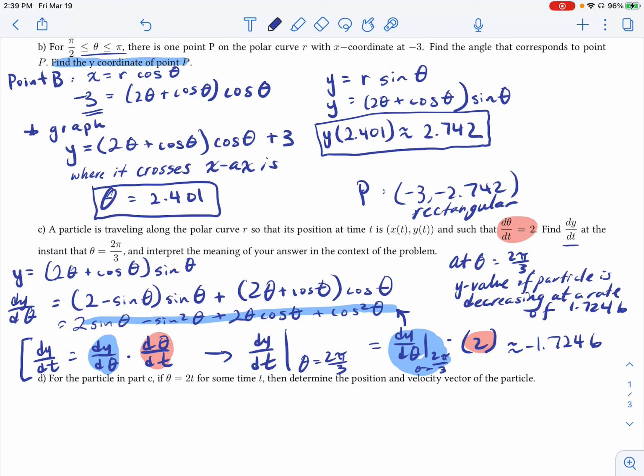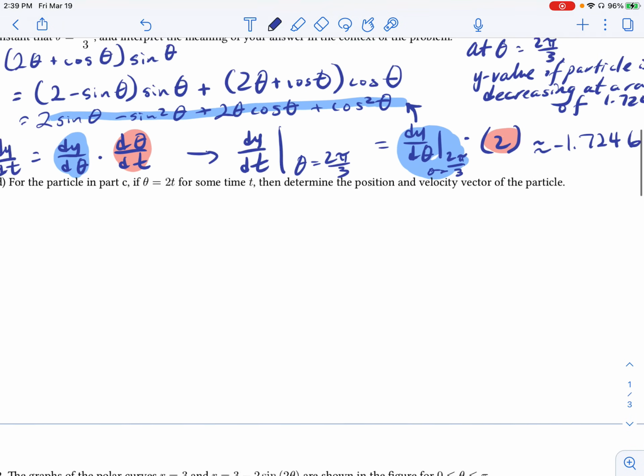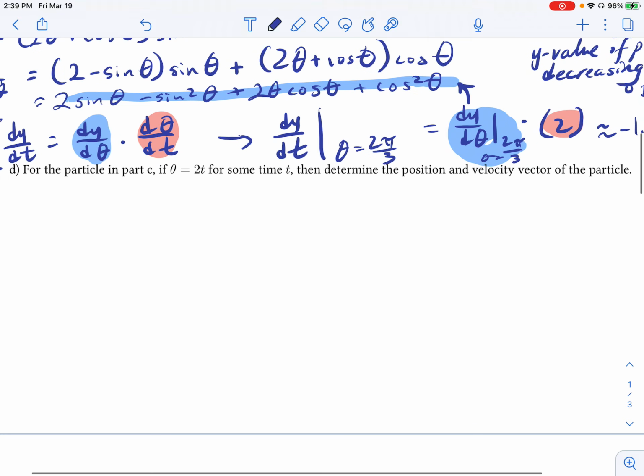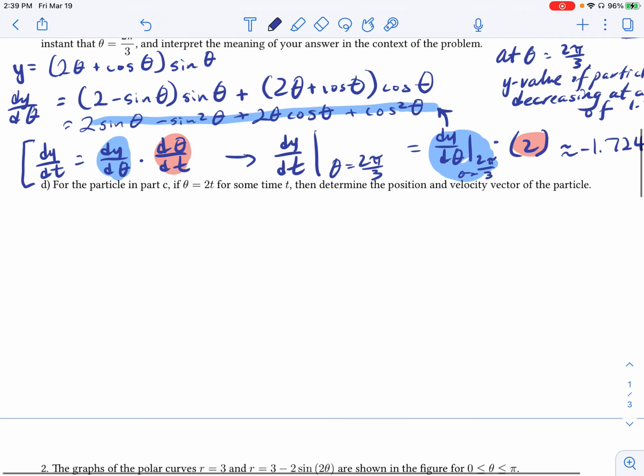theta dt. All right, now the last part of this problem is for the particle in part C that we just found. When theta is equal to 2t for some time t, let's find the position and velocity vectors. This is going over what we did in our previous lesson. I'm just going to forewarn you, this is going to be a lot of chain rule action and a lot of differentiating algebraically.